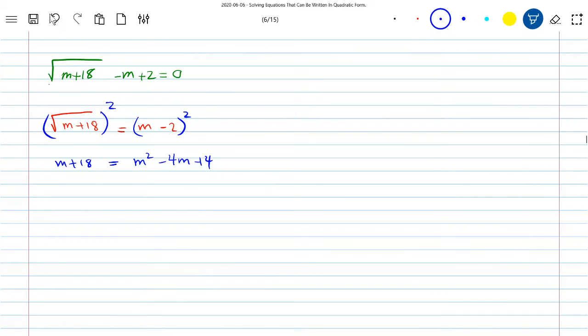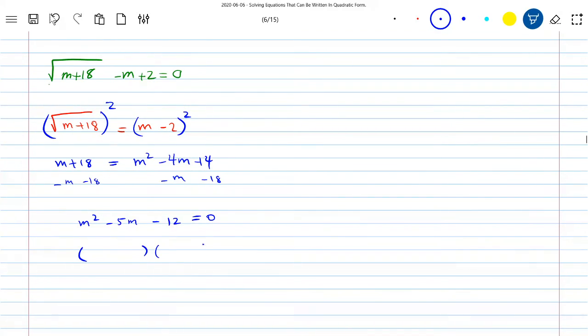It's very similar to the other example. Again, move everything to one side. I'm subtracting m, subtracting 18, minus m minus 18. What I get is m squared minus 5m minus 12 equal to 0. On the left side, but I'm going to write it on the right side. Doesn't make any difference.